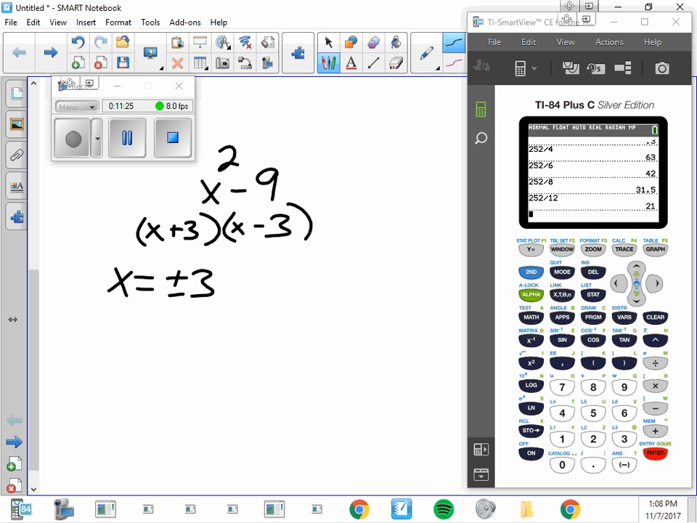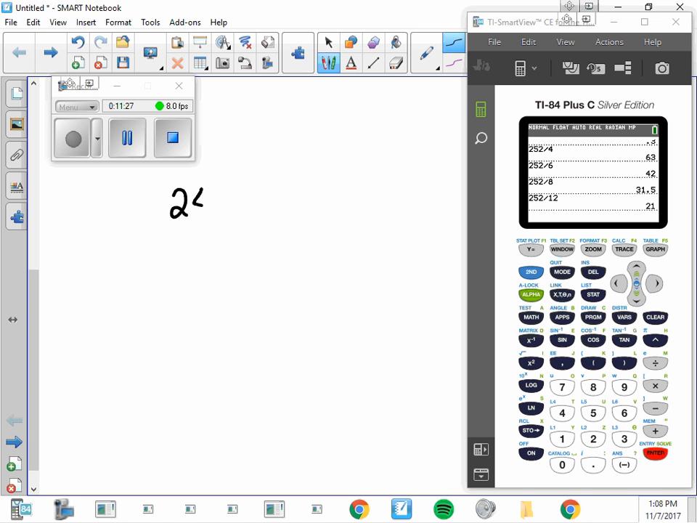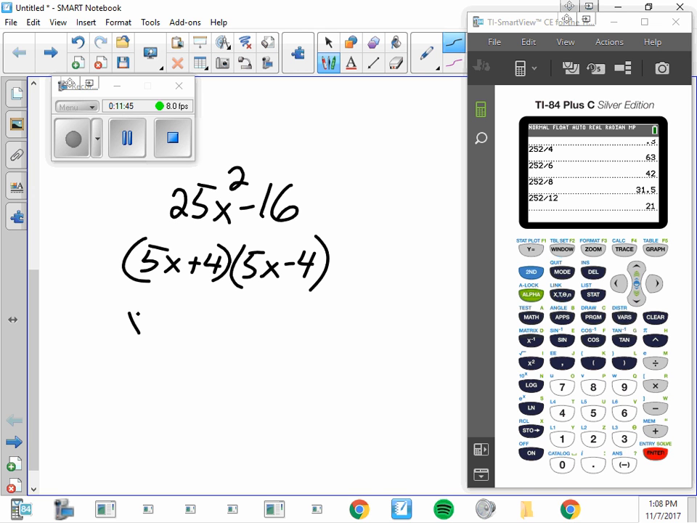All right? What about this? 25x squared minus 16. Is that a difference of perfect squares? 5x and 5x, and 4 and 4. 5x plus 4, 5x minus 4. What are the roots? Plus or minus 4/5.